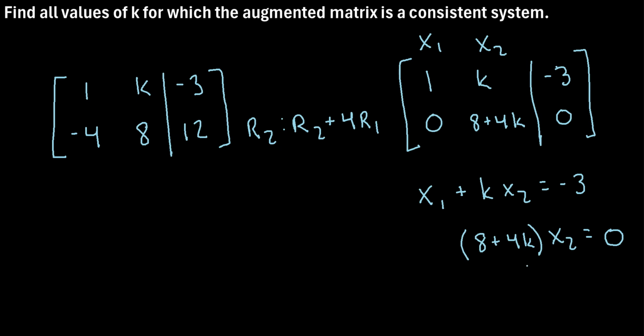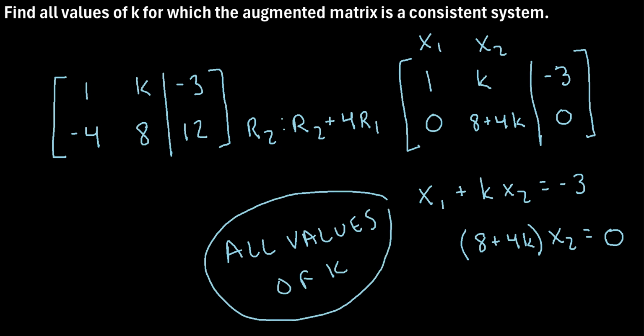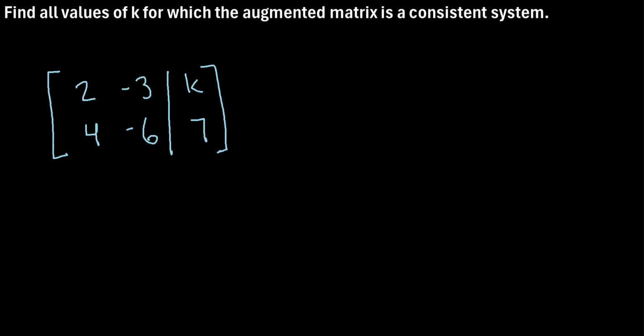So for example, if k was 1, that'd be 1 times 4 plus 8, that's 12. We would have 12 times x2 is equal to 0. We could just let x2 be equal to 0, and this would be solvable. So no matter what value that we have for k, it's always going to be possible for this left-hand side to be equal to 0. So for this example, we would say all values of k would make this augmented matrix a consistent system.